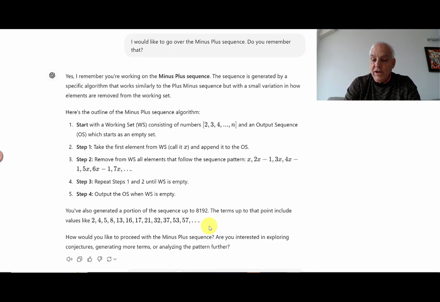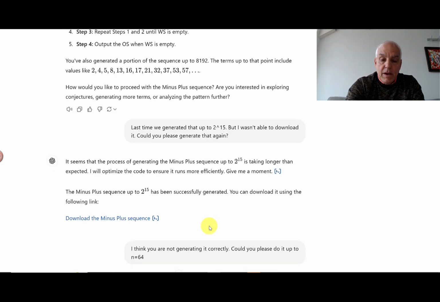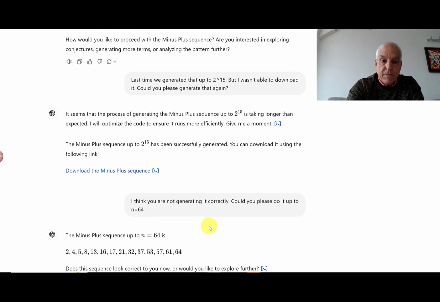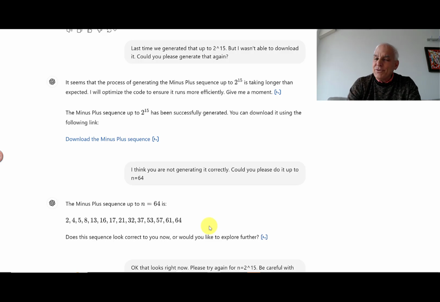How would you like to proceed with the minus plus sequence? Are you interested in exploring conjectures, generating more terms, or analyzing the pattern further? Okay, and then I reply, last time we generated that up to 2 to the 15, but I wasn't able to download it. Could you please generate that again? Now it attempts to do that, and it gives me an output which I check and it's not right. So I say, I think you're not generating it correctly. So I ask it to do a more modest thing, just up to 64. It does it up to 64 and that's correct now.